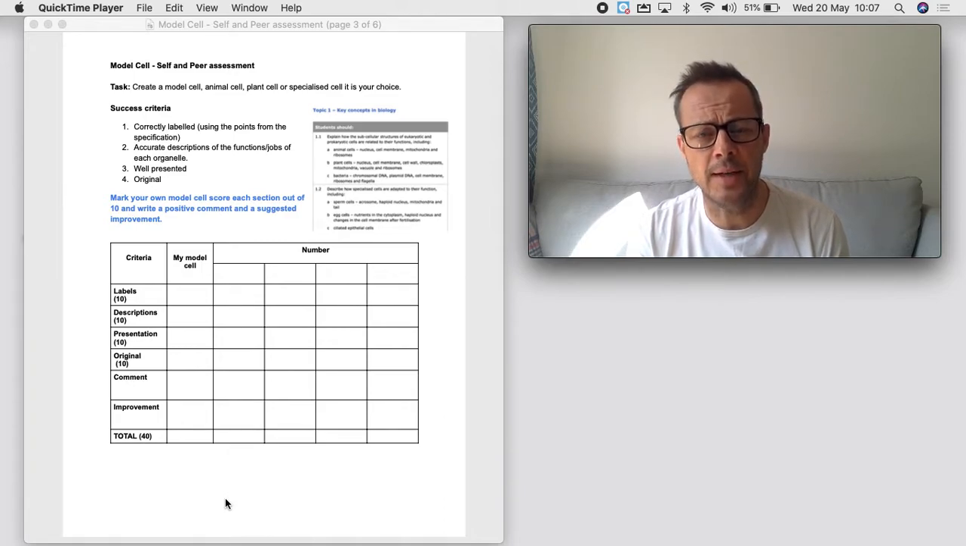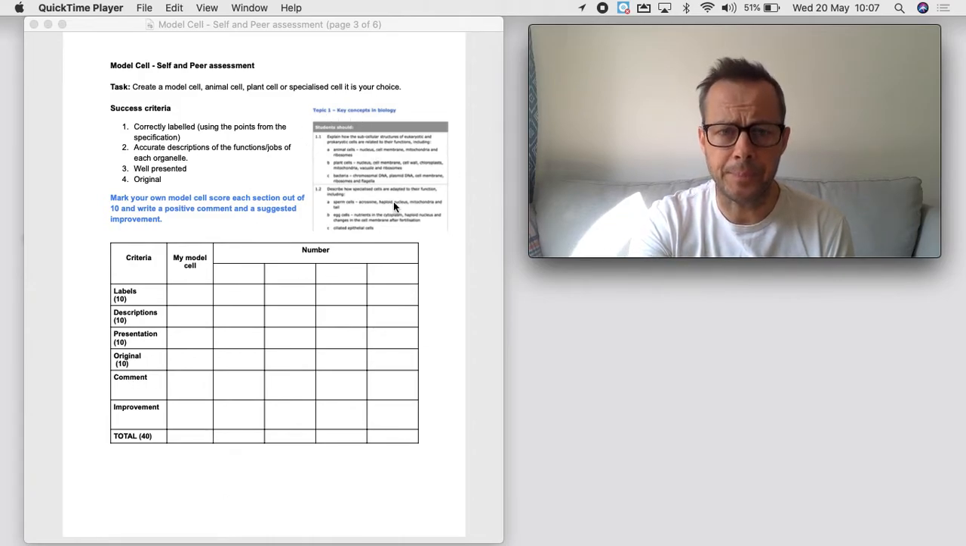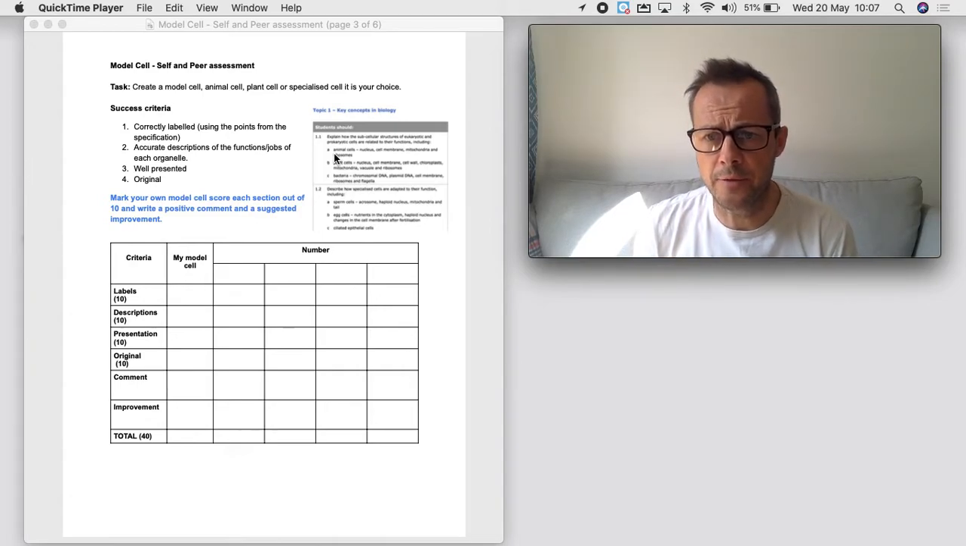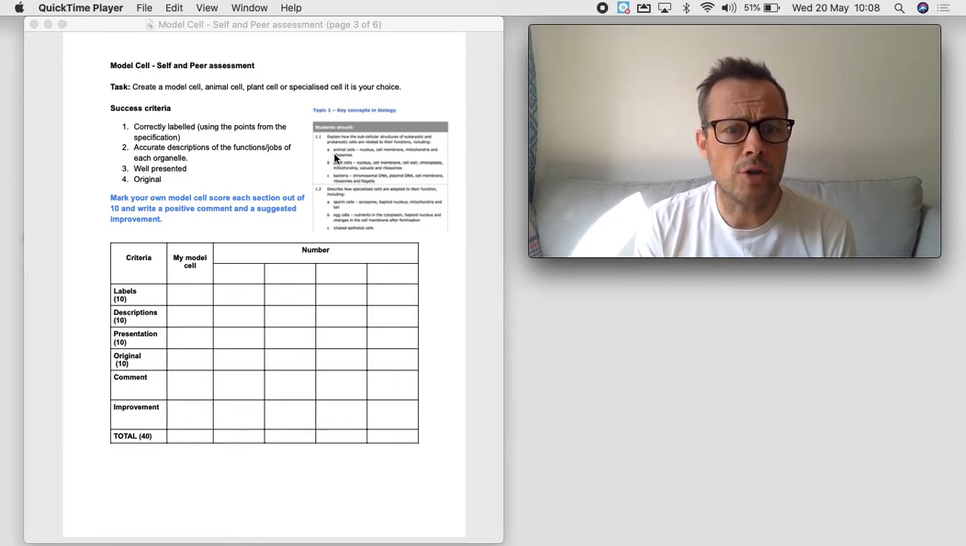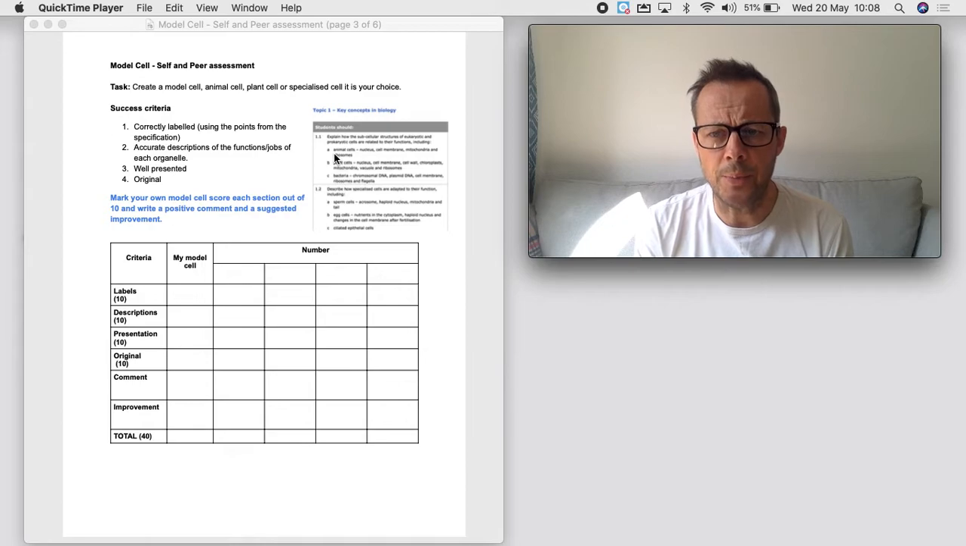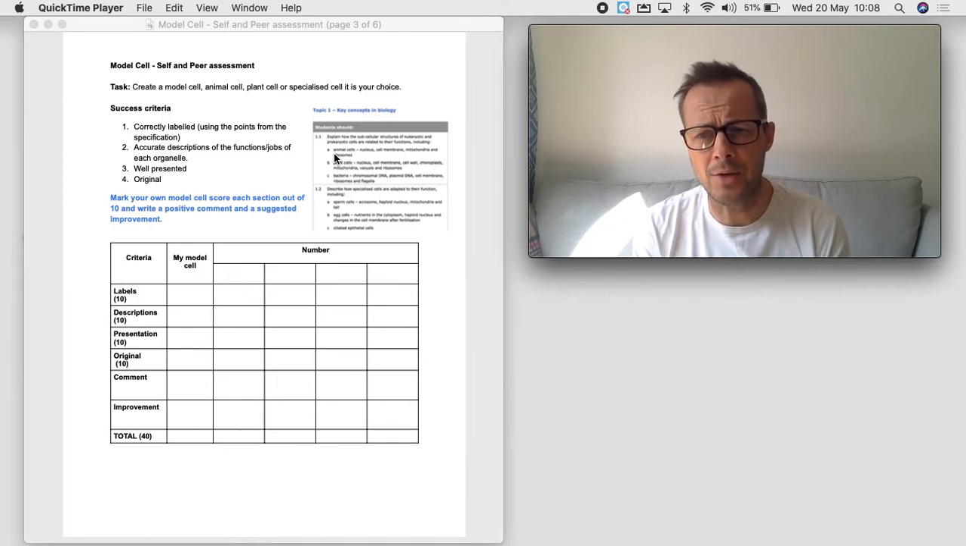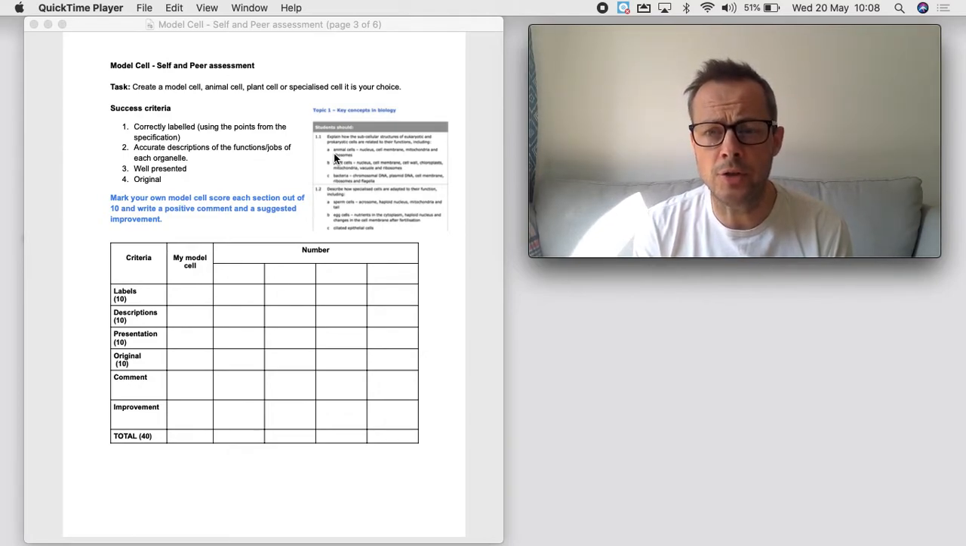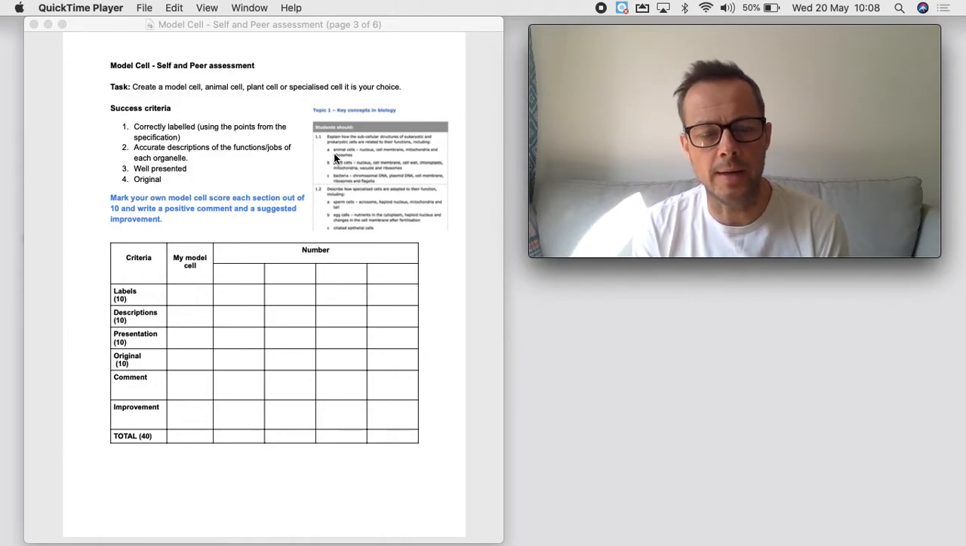If you need to check which labels you needed to include, you can see that they are in here in the specification points, but also you'll find them on your task sheet from the original task. Then you need to include original descriptions of the functions of each organelle, so what each organelle does. It needs to be really well presented. You had quite a bit of time to do this, so incredibly really well presented. And an original idea. So you'd get lots of points if you came up with a really original idea.